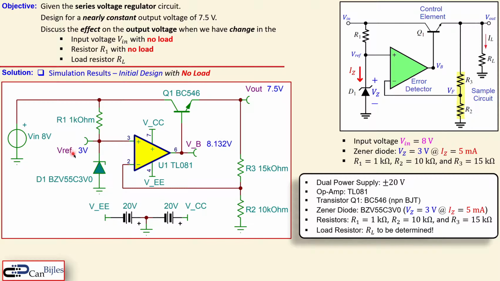Exactly as we have expected, 3 volts here as the V reference, and 7.5 volts at the output, so that's also exactly as we wanted. We also see at the VB, which is our base voltage, 8.13 volts. So this is approximately 0.6 or 0.61 volts above the input. You see a voltage drop which we have ignored, but it is there. Still, the output gets to that 7.5 volts because of this negative feedback operation. So we have achieved our goal in our initial design.